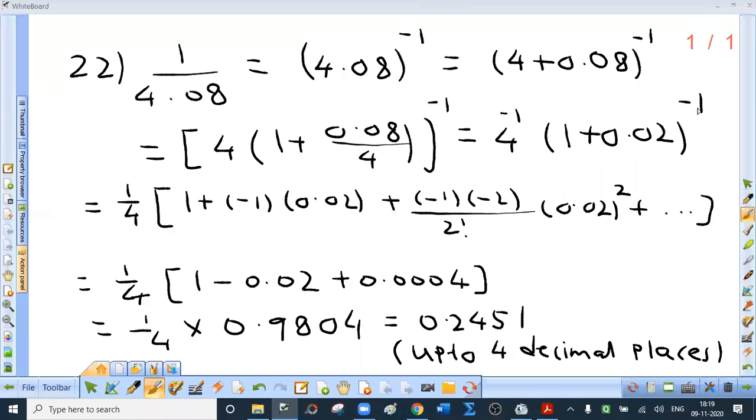Now 1 plus x raised to n is 1 plus nx plus n into n minus 1, that is minus 1, means minus 2, upon 2 factorial into the square of this. I haven't written the remaining terms because we have to find the answer up to 4 decimal places. Simplify. You get 1 by 4 into 0.9804, which is 0.2451, correct up to 4 decimal places.